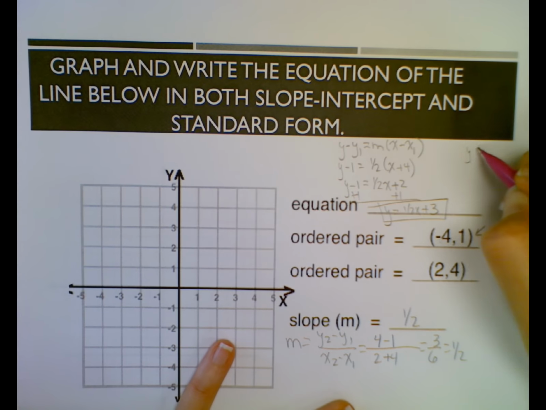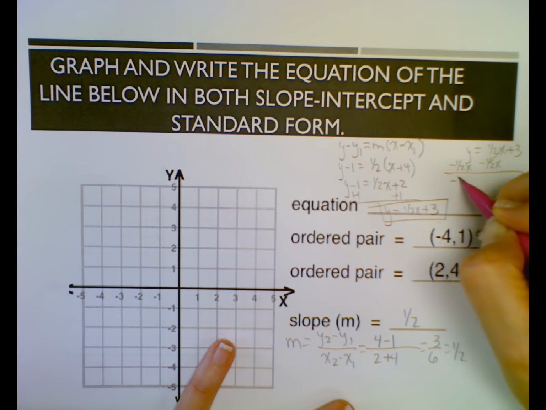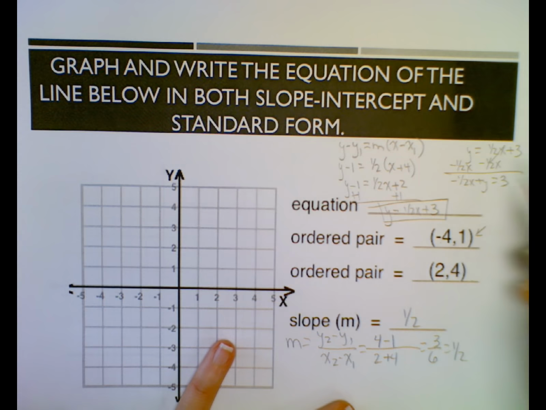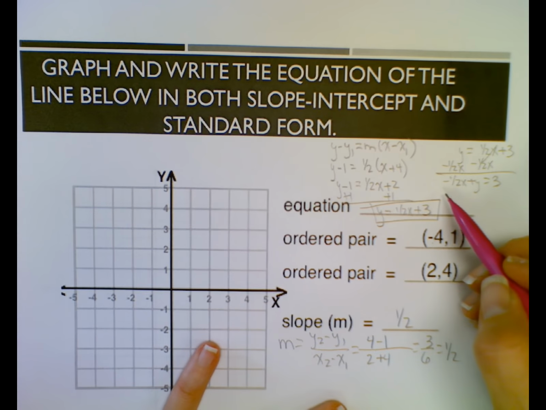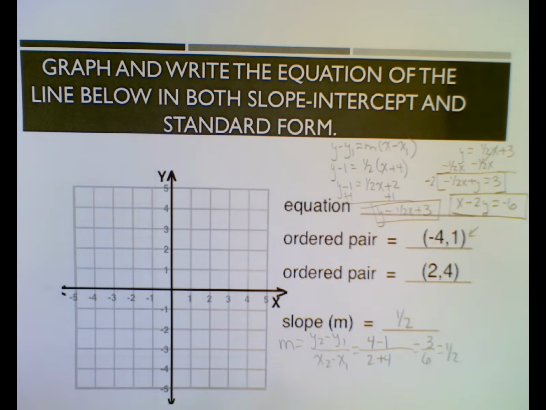From there, I can subtract 1/2 x from both sides. I have negative 1/2 x plus y equals 3. I have a negative and I have a denominator of 2. So I'm going to multiply by a negative 2. It's going to give me a positive x minus 2y equals negative 6. And that's my standard form.